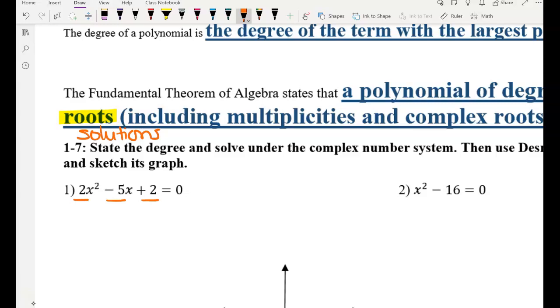So out of those three terms, which has the largest power? 2, okay? The first one. So if this has a power of 2, then the entire polynomial would have a degree of what? 2, okay? So you pick out the biggest power of the terms, and that is going to be the degree for the entire polynomial. Then we're going to solve it regularly.